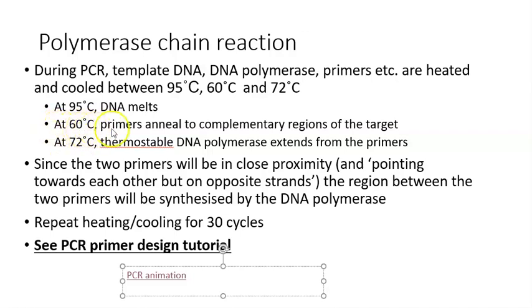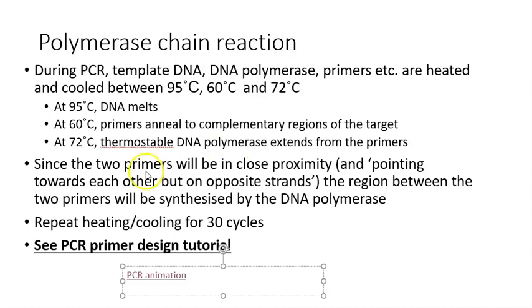At 60 degrees C, the primers, which are those little bits of DNA that we are supplying the enzyme with to get started, will anneal to the complementary regions of that target DNA. So they'll be base for base, opposite and antisense to the template DNA. We then heat the reaction up to 72 degrees, and the DNA polymerase has optimal activity at 72 degrees, and it will start moving along that DNA strand, copying that DNA.